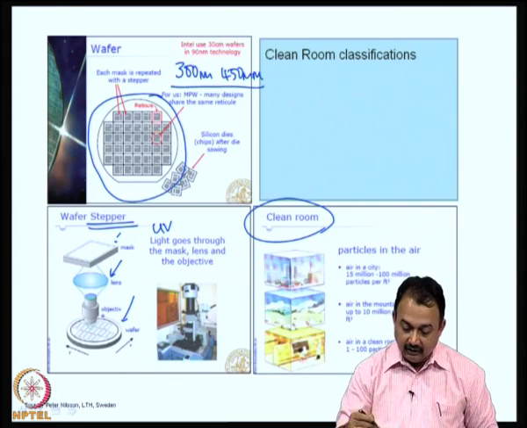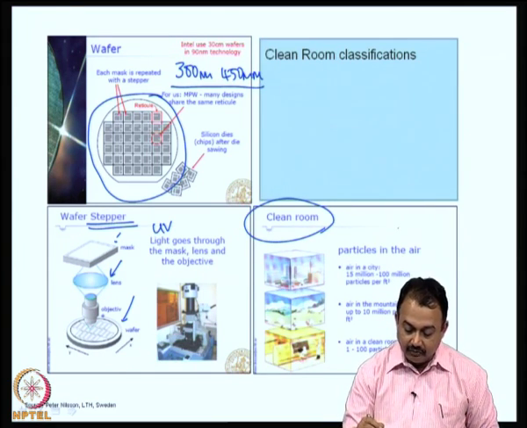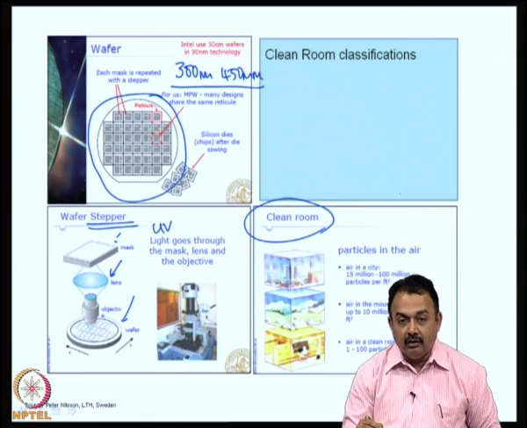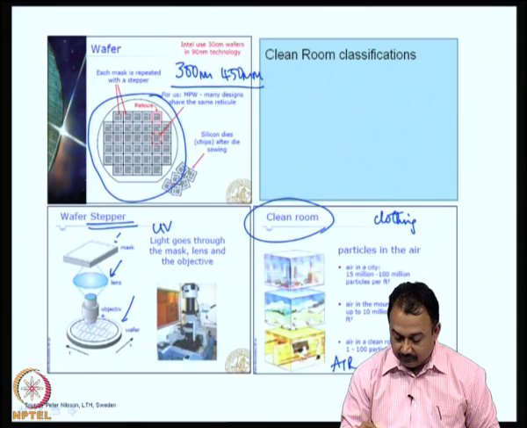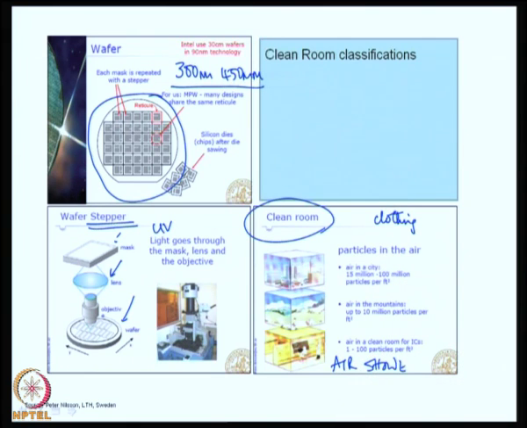So, basically you have to define the type of clothing. So, clean room clothing becomes very important. Normally you take an air shower before you enter the lab to remove all the dust from your hair and the cloth and so on.